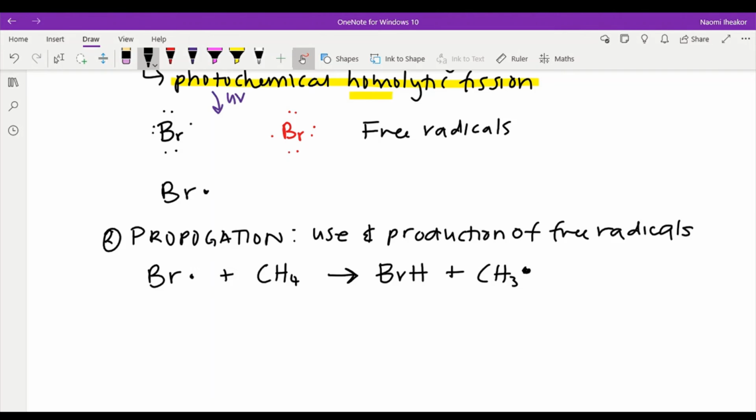If we react a free radical with a non-free radical, we're going to get rid of one of the free radicals, but we're ultimately going to create a new one. And so here is another example of a free radical propagation reaction. Let's take this new CH3 free radical that we've formed, and let's react that with some bromine.